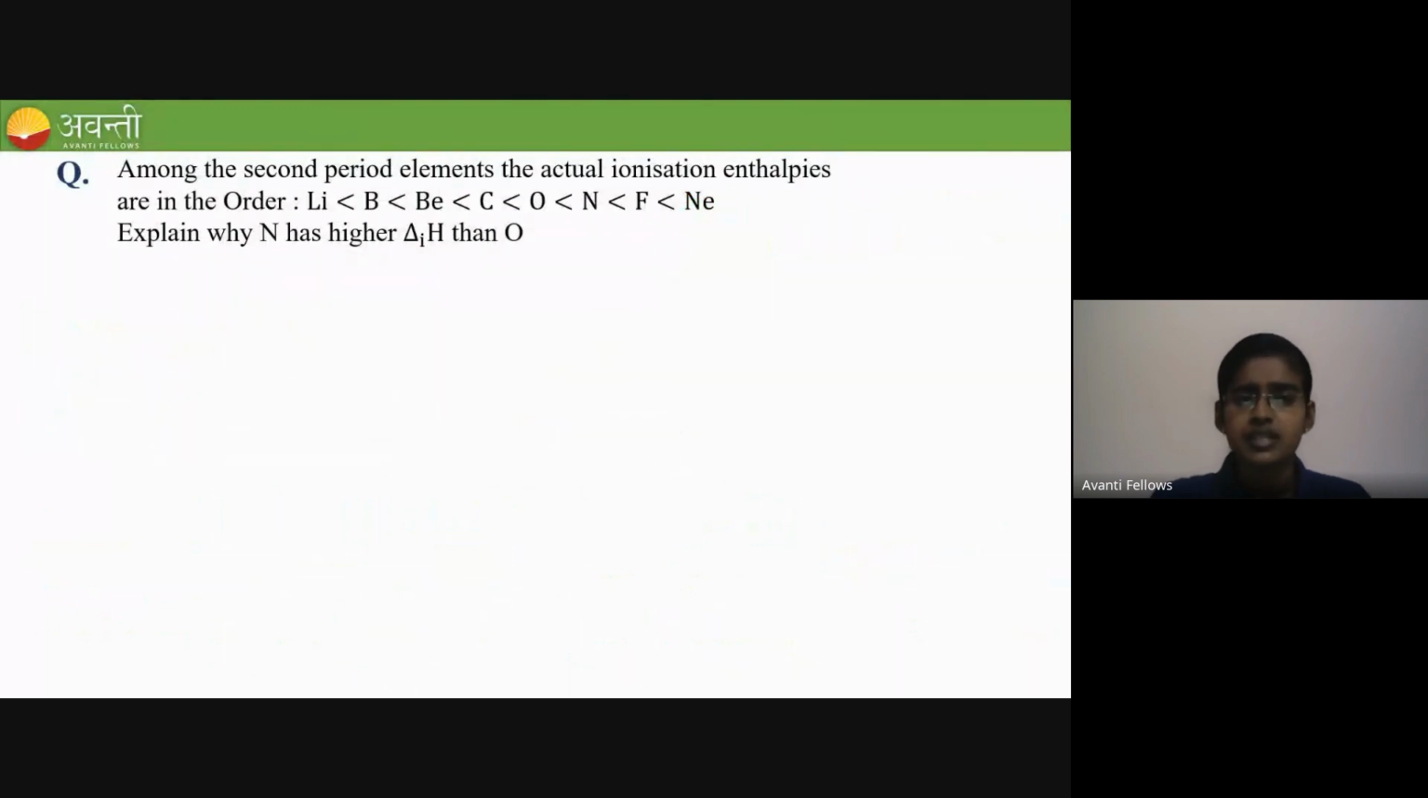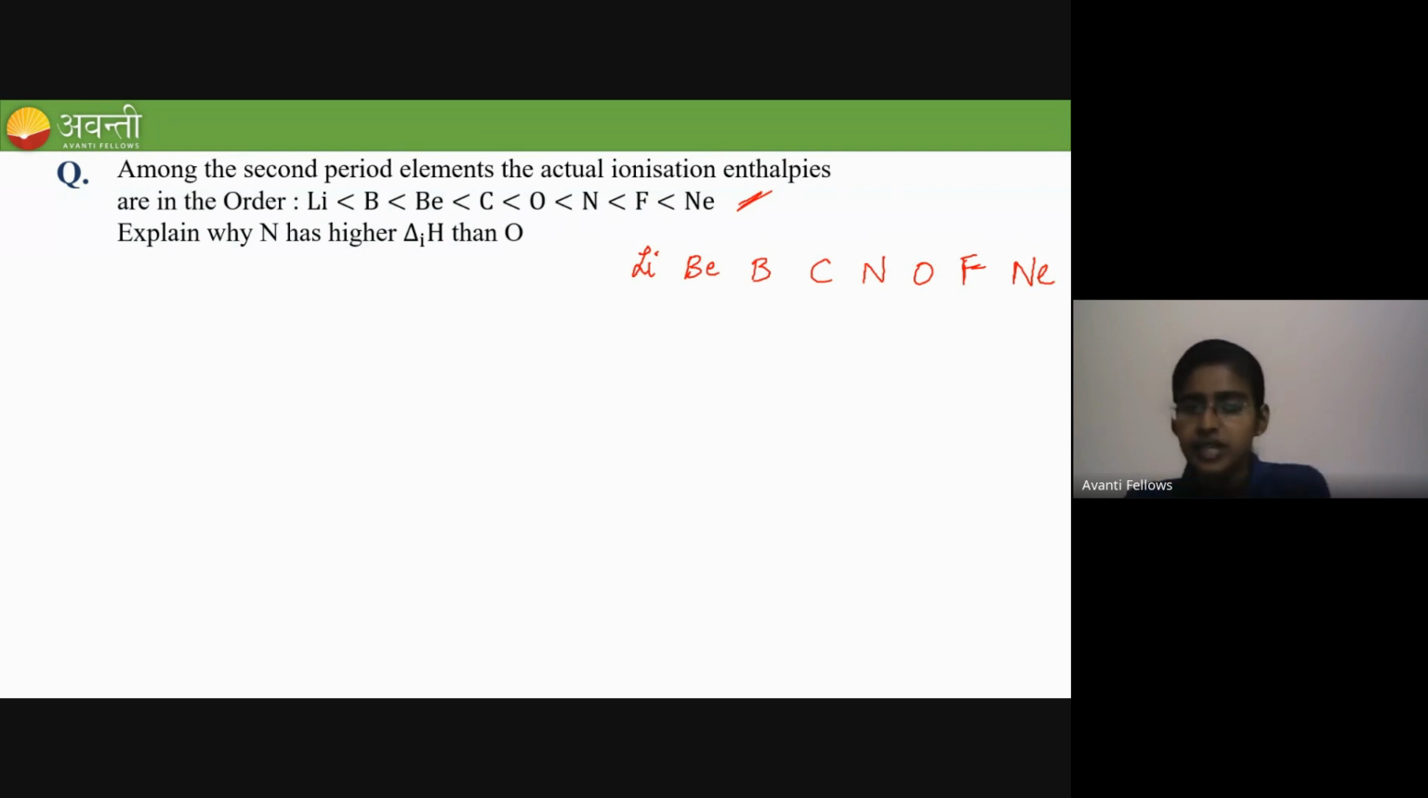Among the second period elements, the actual ionization enthalpies are in this order. Explain why nitrogen has higher ionization energy than oxygen. So what is the order of the second period elements? Lithium, beryllium, boron, carbon, nitrogen, oxygen, fluorine, neon. This is the order in the periodic table, right? So across the period, ionization energy should increase. So it should have followed this order only. Neon should have the highest value, then comes the remaining elements.